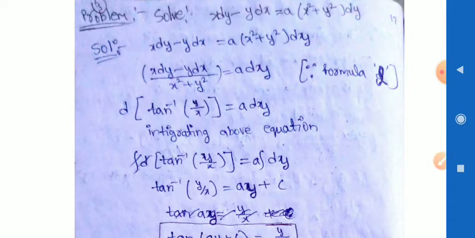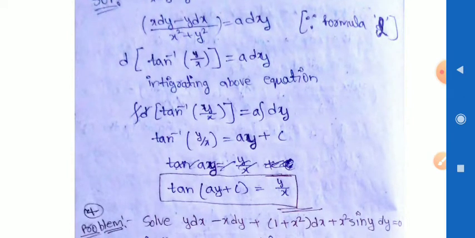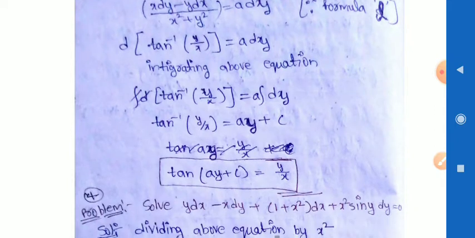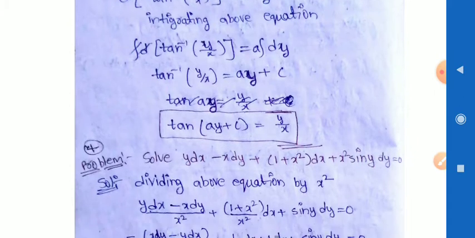Then I am taking integration on both sides, we get integration of d of tan inverse y by x is equal to a into integration dy. Integration and differentiation cancel, then we get tan inverse y by x is equal to ay plus c. Then the general solution is tan of ay plus c is equal to y by x, which is the general solution for the given problem.